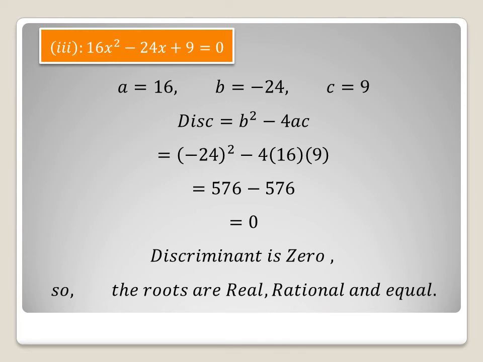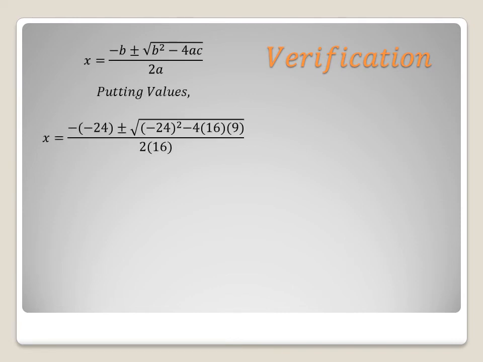We can verify the answer. To verify the result, we will put the values of a, b and c in the quadratic formula. After putting the values, we will get minus into minus 24 plus minus under root minus 24 whole squared minus 4 into 16 into 9 over 2 into 16. After multiplying minus with minus, we will get plus 24. The square of minus 24 is 576, minus 576 after multiplying 4, 16 and 9, and 2 into 16 is 32.